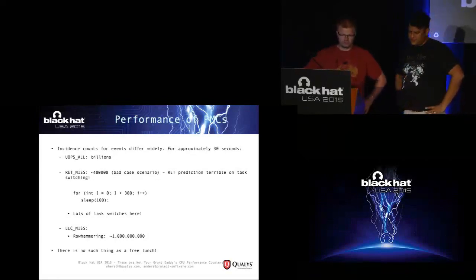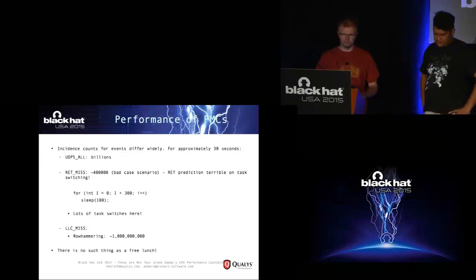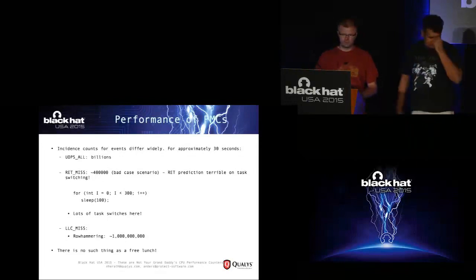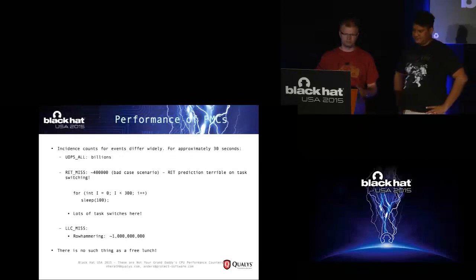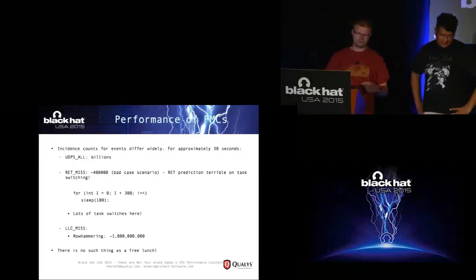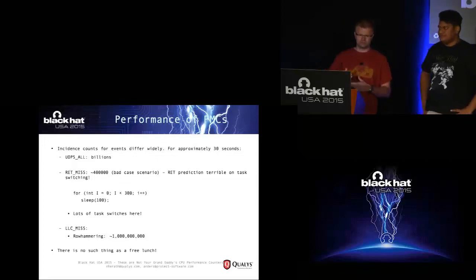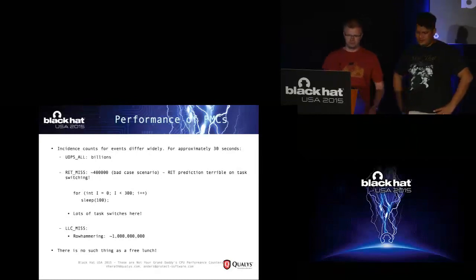If you take something like return misses, that is when the return instruction is falsely predicted by the CPU, you get about 400,000 in 30 seconds. And what we tested was a bad-case scenario where we forced the CPU to do task switching. Task switching causes return misses because the internal shadow stack is invalidated when you switch to another task. Obviously, the list of returns that it is supposed to take is no longer valid for the other task. So it's not too bad with return misses.